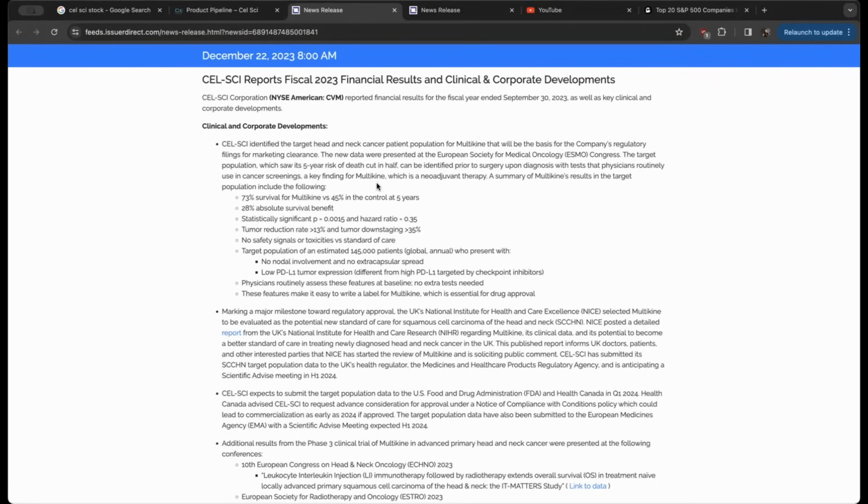A key finding for Multikine, which is a neoadjuvant therapy: a summary of Multikine's results in the targeted population includes the following: 73% survival for Multikine versus 45% in the control at 5 years, a 28% absolute survival benefit, a significant improvement in hazard ratios, a tumor reduction rate of 13%, and tumor down-staging of basically 35%, with no safety signals or toxicities versus the standard of care. And I just can't emphasize that enough. No safety signals or toxicities versus the standard of care.